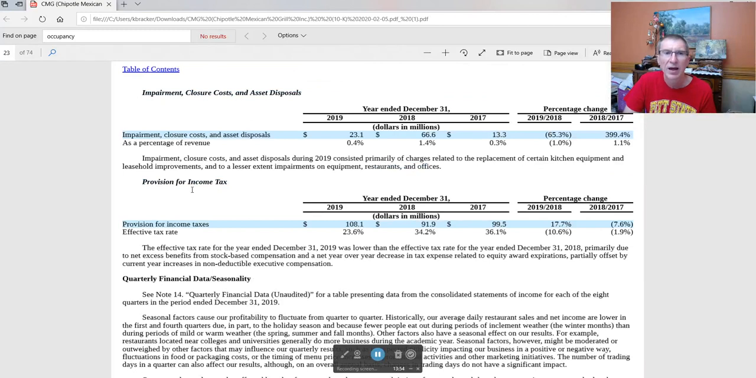This is one that's, I think, worthwhile to look at, the provision for income taxes. One of the important things that's affected stock market values over the last couple of years, and again, I'm filming this in July 2020, is the Tax Act that went into effect at the end of 2018. So in 2018, they paid a 34.2% effective tax rate. 2019, they paid 23.6%, which means a lot more money was left over for shareholders. So that tax cut is a big factor in creating value for corporations.